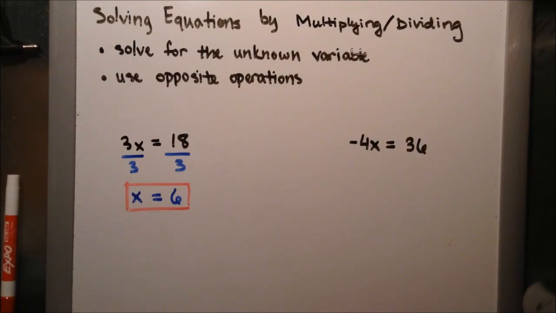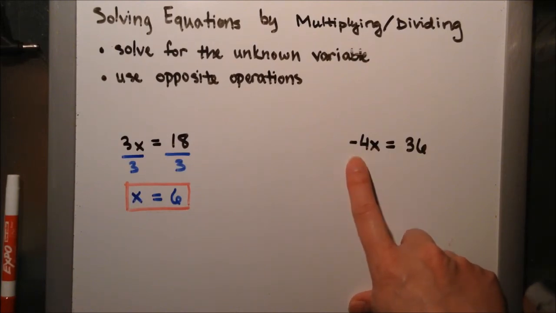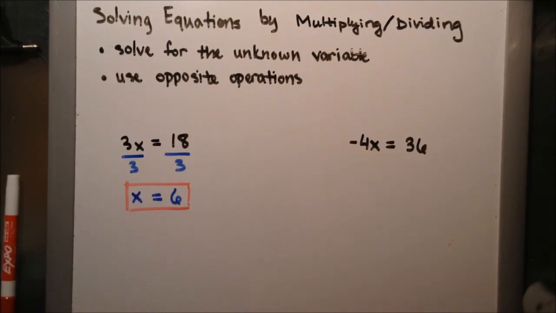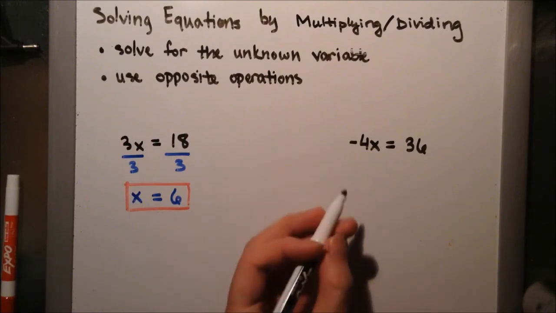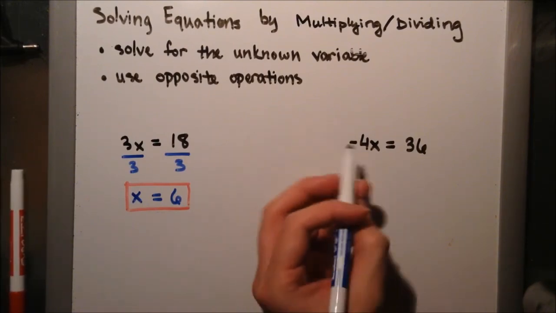In example 4, we have negative 4x equals 36. In front of the x is negative 4, and I want to get rid of it. Since they're right next to each other, that means it's multiplying. What's opposite of multiplying is division. So we're going to divide by what's in front of it, which is negative 4.